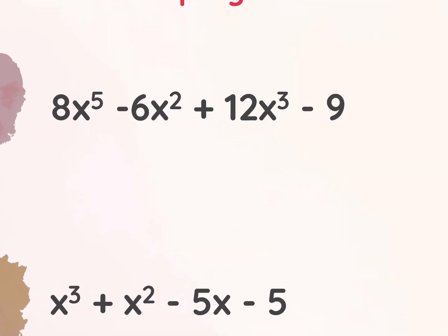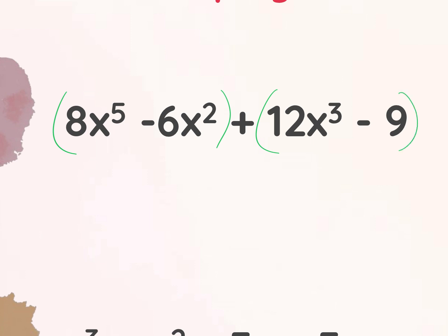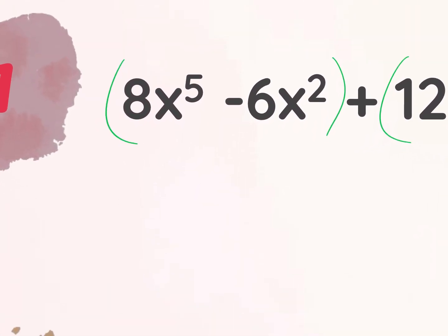All right, let's look at number 1 on the next page. So we have 4 terms, which means we're going to factor by grouping. So I'm going to group the first 2 together and then group the second 2. What's the GCF from the first parentheses? 2 and how many x's? X squared. So I'm going to take out a 2x squared.